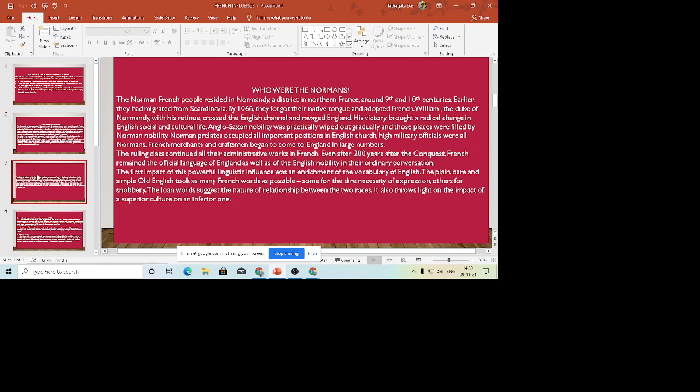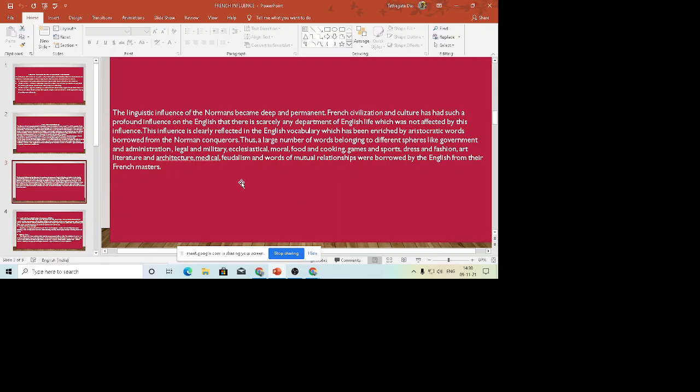So now let us move on and see how the linguistic influence of the Normans became deep and permanent. French civilization and culture has had such a profound influence on the English that there is scarcely any department of English life which was not affected by this influence. So no department was untouched, and we will see how the words that were adopted come from different areas, different spheres of life.